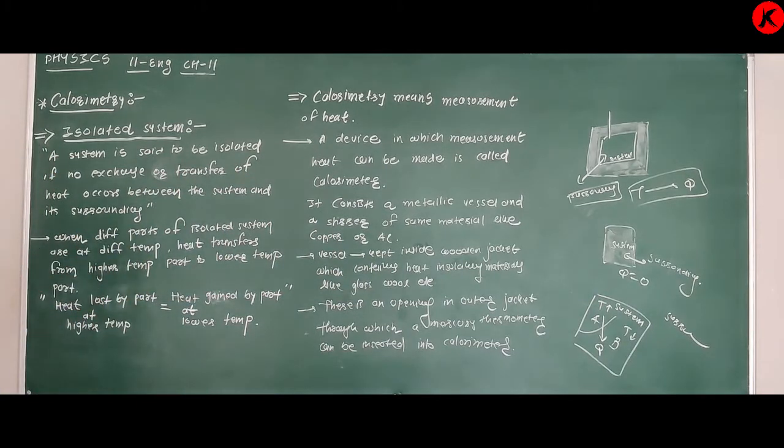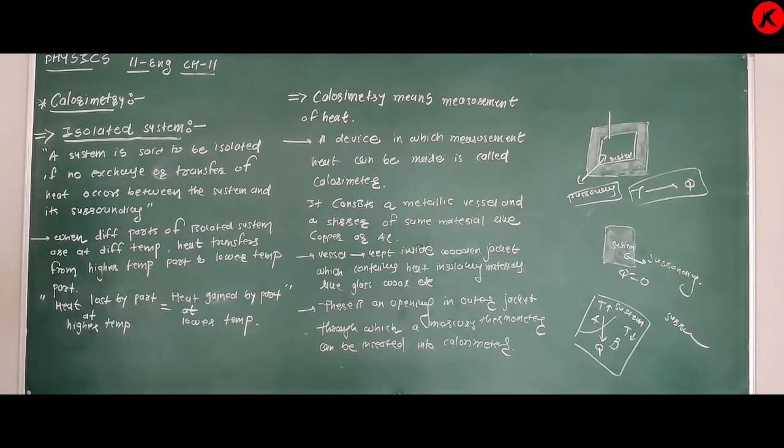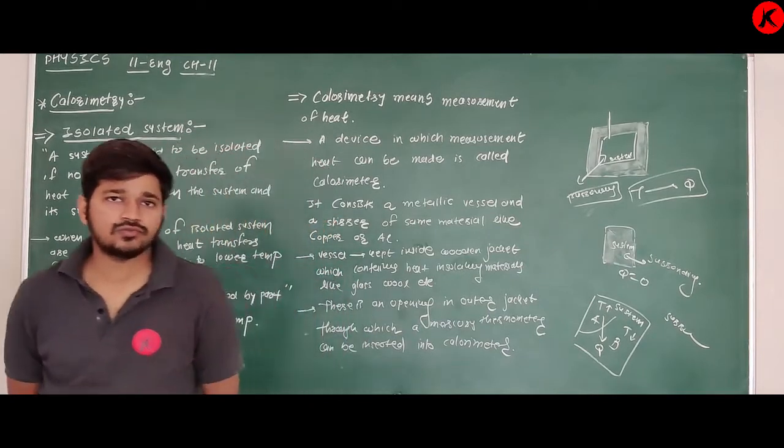What is the calorimetry principle? Heat lost by the part at higher temperature is equal to heat gained by the part at lower temperature. Clear? Okay, so this is the principle of calorimetry. This is it for today.